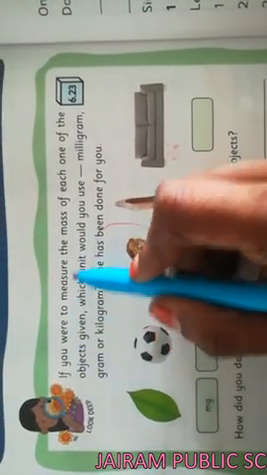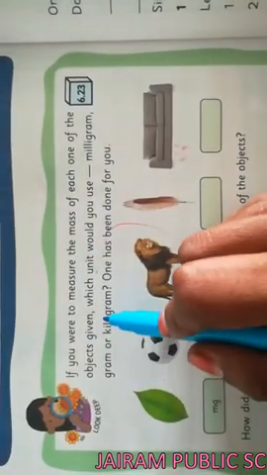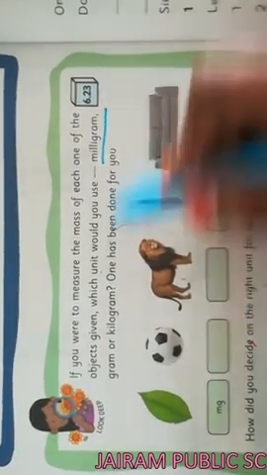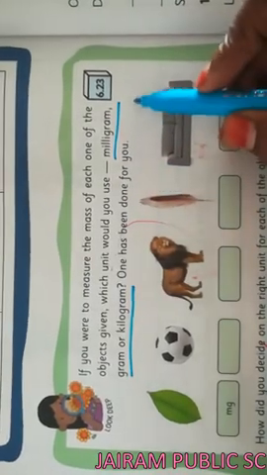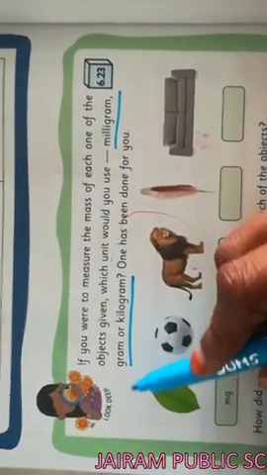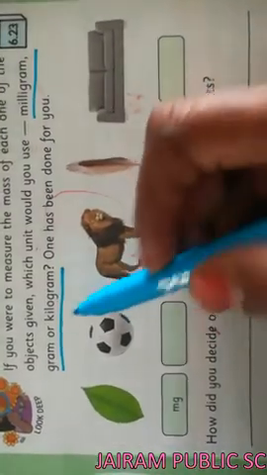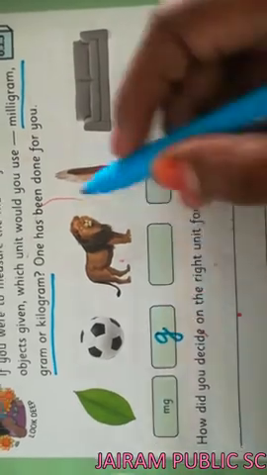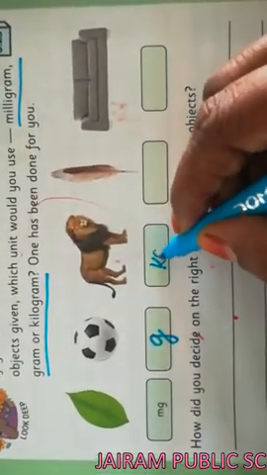If you were to measure the mass of each one of the objects given, which unit would you use? Milligram, gram or kilogram? One has been done for you. For the leaf we have to use milligram. For the ball we have to use the unit gram. For the line, the weight of the line we will measure in kilogram.